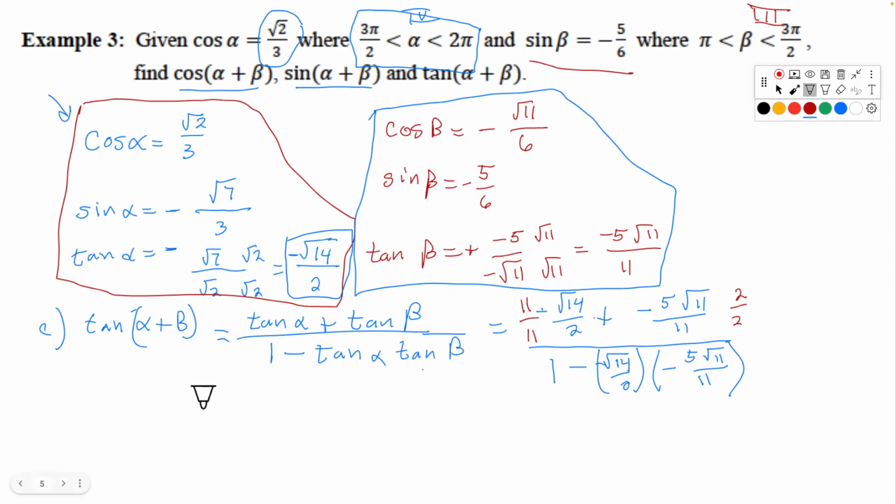So I'm going to go down here. We're going to get negative 11 square root of 14 over 22. This plus I'm going to turn into a minus because I see this subtraction here. 5 square root 11 times 2. So 2 times 5 is 10, square root of 11 over 22.